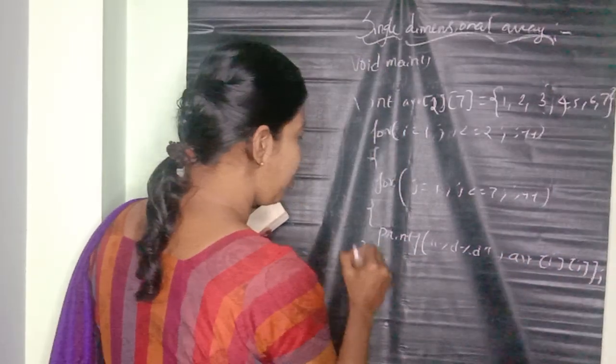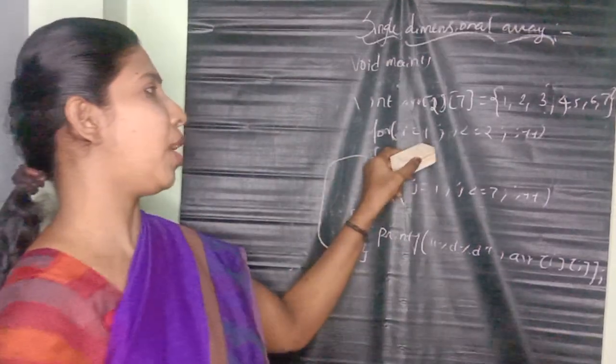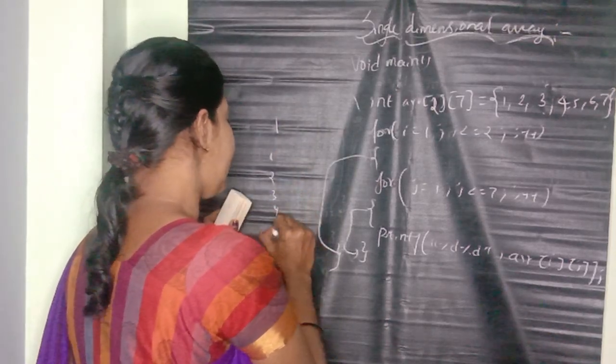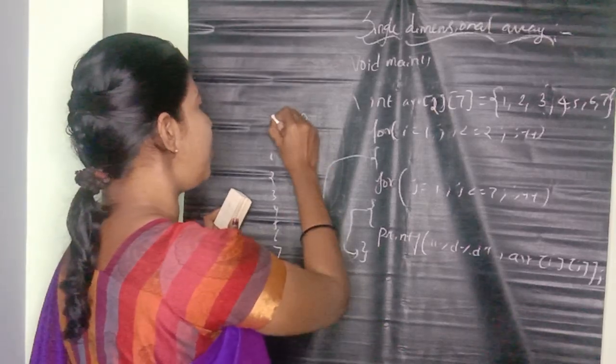Now what happens? I am closing the inner loop first, and second, closing the outer loop first. What happens here? I is equal to 1, means I is equal to 1 to 10, I am printing 1, 2, 3, 4, 5, 6, 7 printing. I is equal to 2 means 0. I is equal to 0 means 1 times 1 printed.